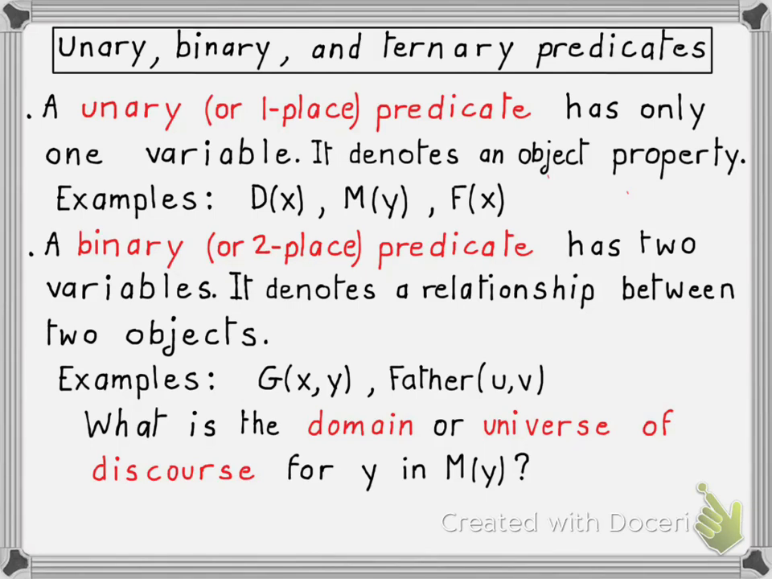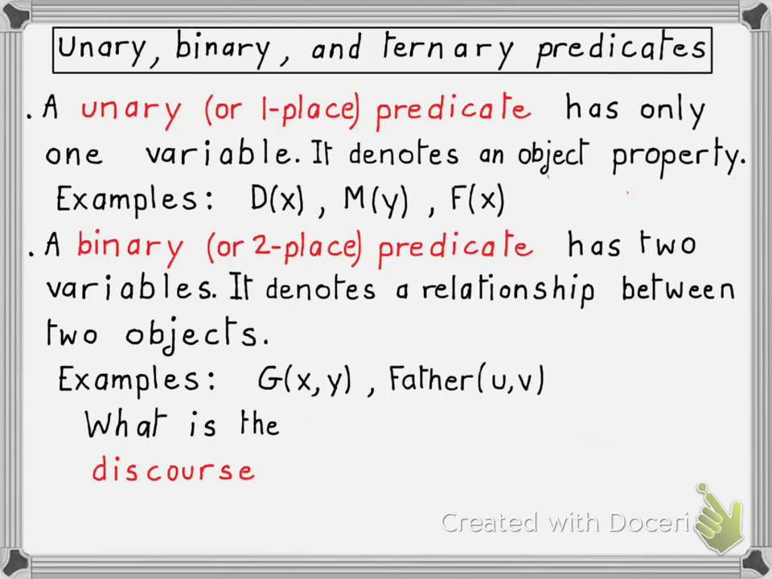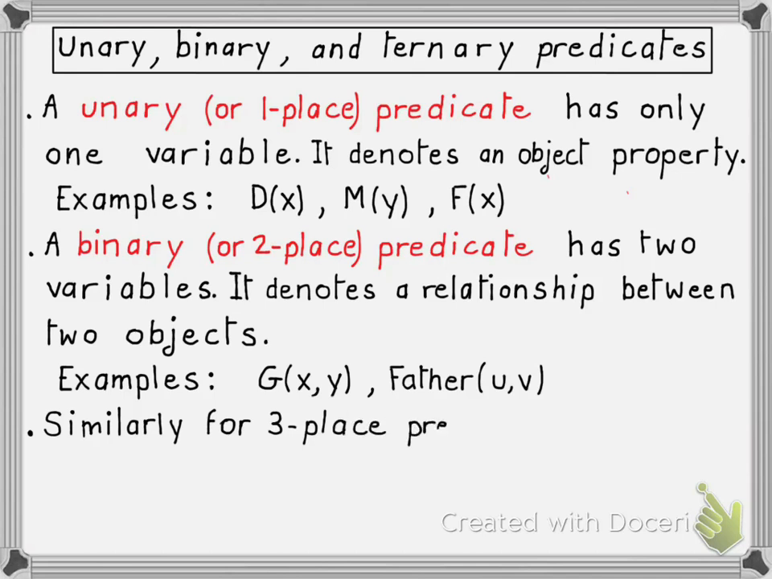So now that we know what the universe of discourse is and why it's important, let's go back to considering different kinds of predicates, beyond the unary predicates and the binary predicates we just discussed. Well, you guessed it, a third kind of predicate is a three-place or ternary predicate. That is a predicate with exactly three variables. Such predicates denote a relationship among three objects.